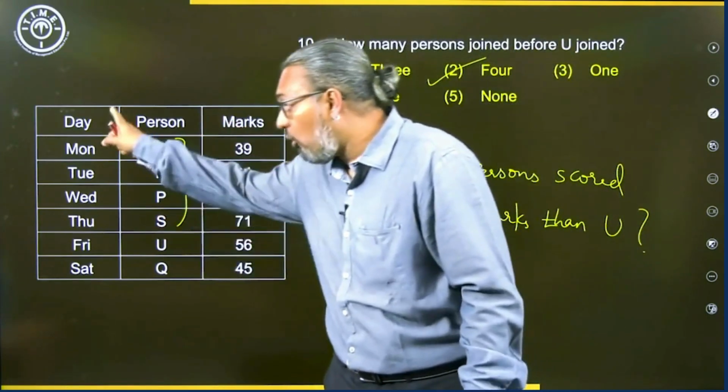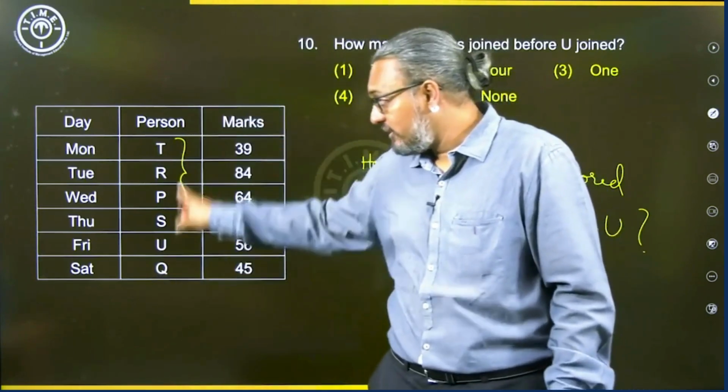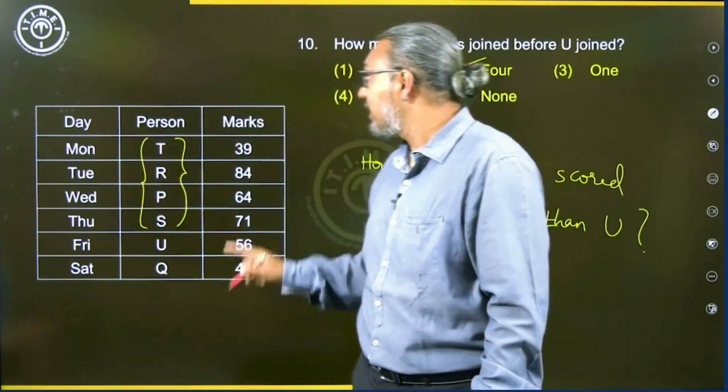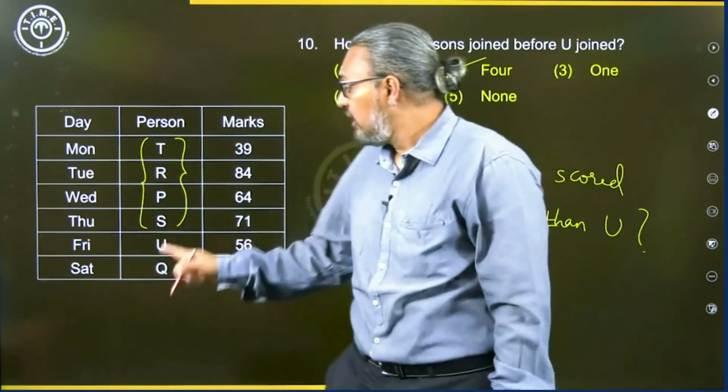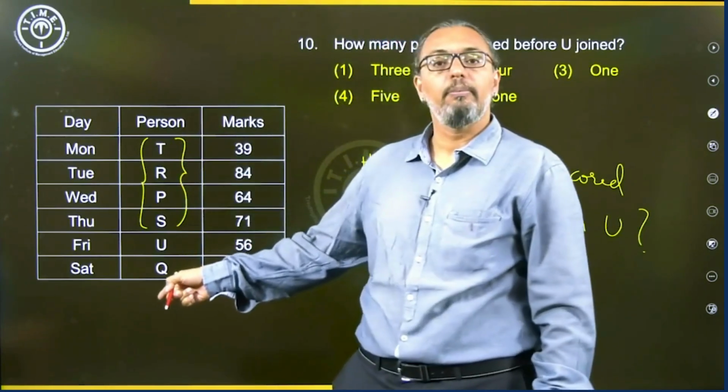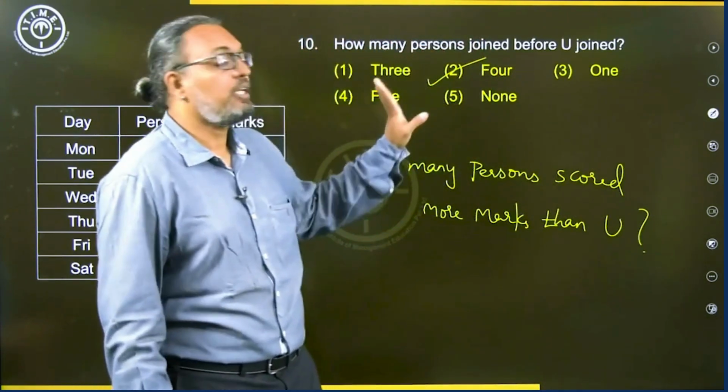Who has joined and what day it is given? So that can be directly taken from the table. So our question was, how many persons joined before you? You can simply look at above you, 4 people have joined before you. So you can give the answer as 4.